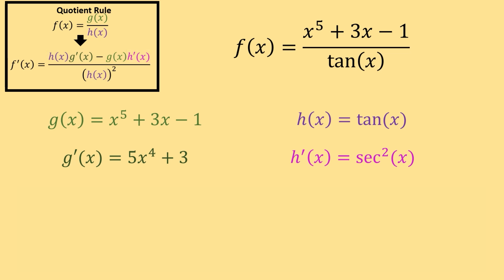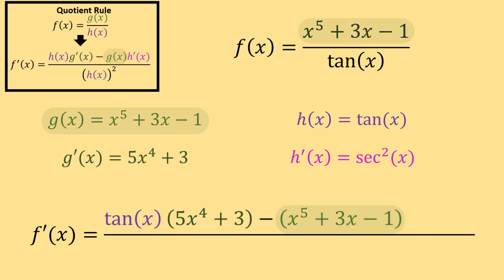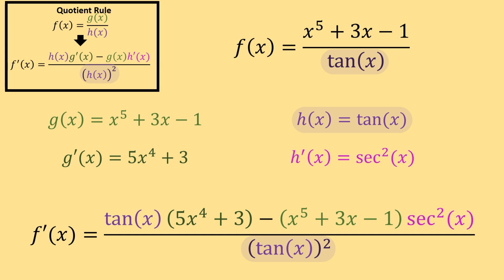And so following the pattern of the quotient rule, we start with the bottom function, which is tangent of x here, times the derivative of the top function, which is 5x to the fourth plus 3. We multiply both those two things together. Then we have minus the top function, which is x to the fifth plus 3x minus 1, times the derivative of the bottom function, which will then be secant squared of x. And then in the bottom, we square the bottom function. So our bottom function is tangent of x, so we put tangent x squared down there.